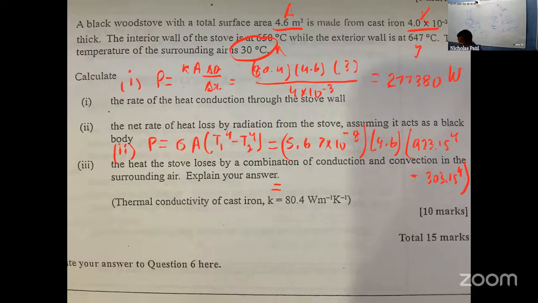Let's just put it in the calculator. So again, for that second part, how much? 1.87 by 10 to the 5. Right, next part.